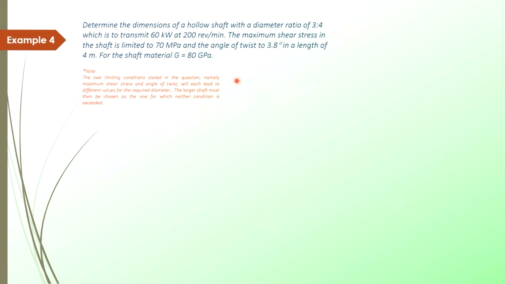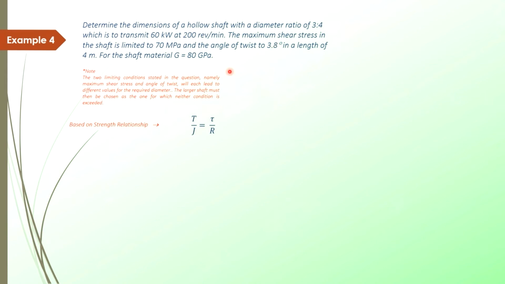If you choose the smaller one, it will either be able to withstand this but fail under this condition, or it will fulfill this but fail under this condition. So the best is to choose the larger value of diameter for the design, so that it would be able to withstand both 70 megapascal and without anything greater than 3.8 degree.